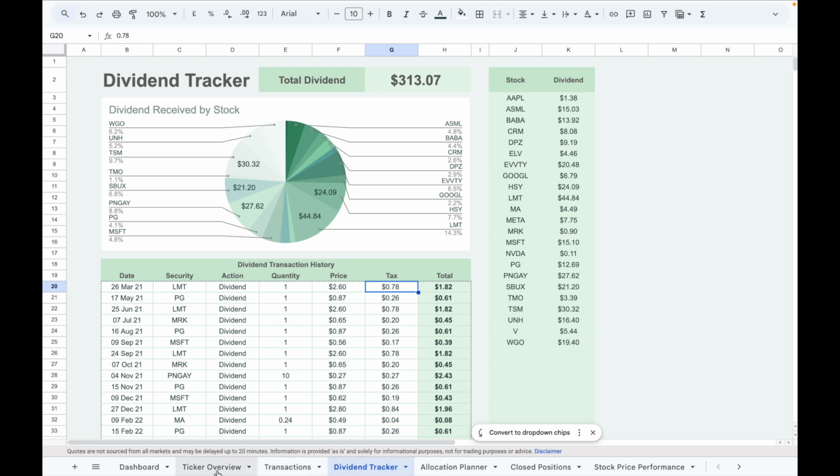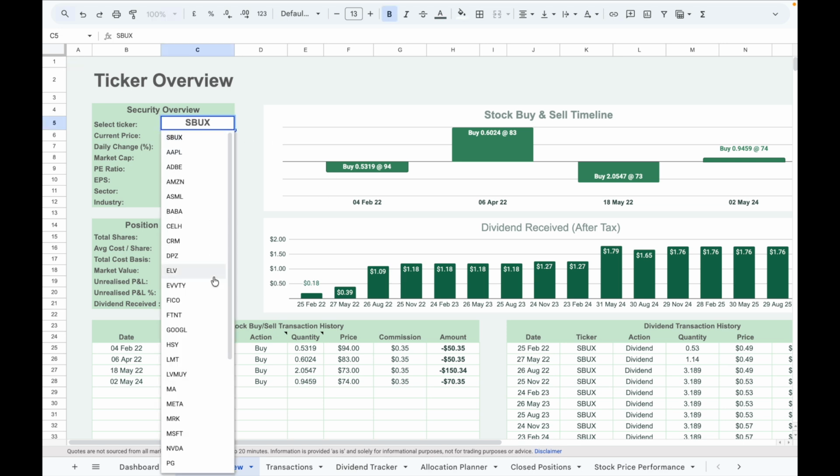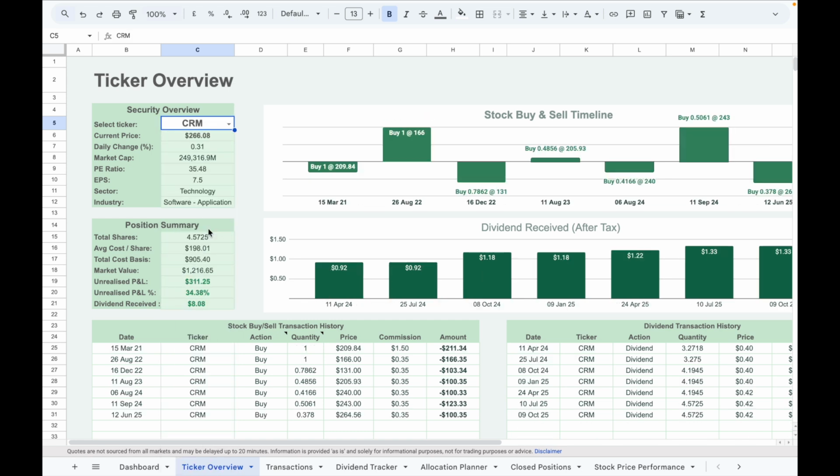Next, go to the ticker overview tab to analyze individual stocks you have purchased. Simply select a stock ticker from the drop-down list, and you will see an overview including the current price, daily changes in percentage, market cap, P/E ratio, earnings per share, sector, and industry. This section also shows your position summary including total shares, average cost per share, total cost basis, market value, unrealized P&L percentage, and dividend received.